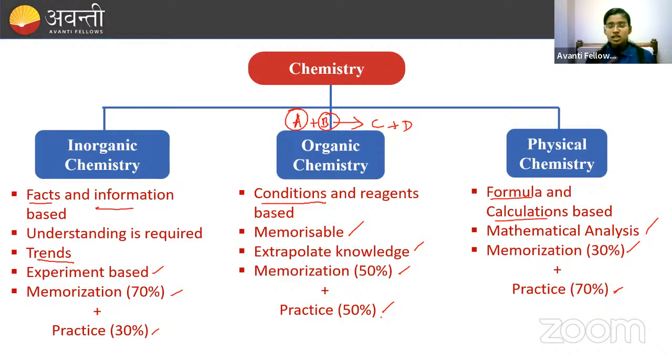So just see the ratio. I'm going to study only 15 formulas, but I'm going to apply those 15 formulas to 70 questions or 80 questions or 100 questions for practice. So here less memorization and more practice is needed to get good marks from physical chemistry. All right, so this is all about the three branches of chemistry and the things you need to have in your mind while studying each and every branch.